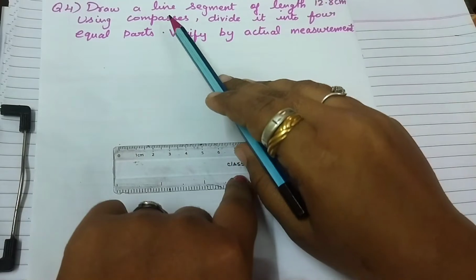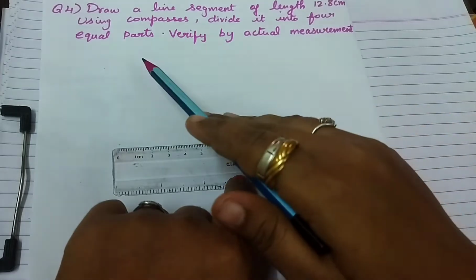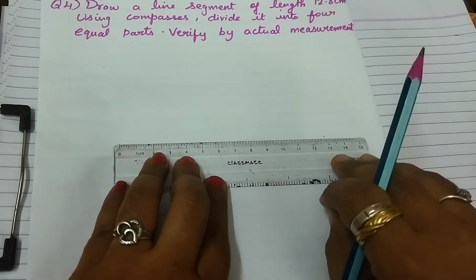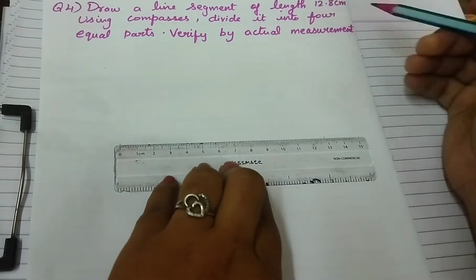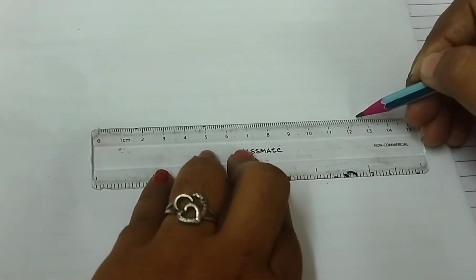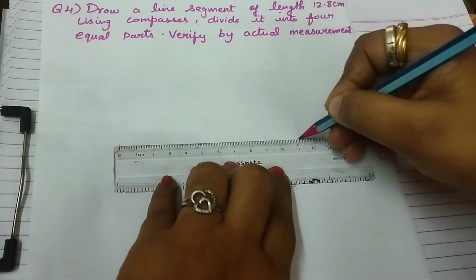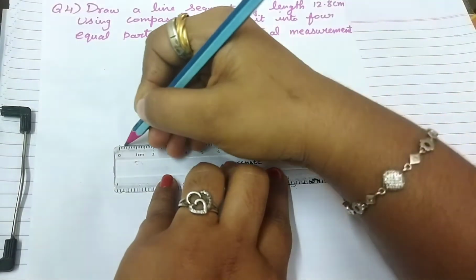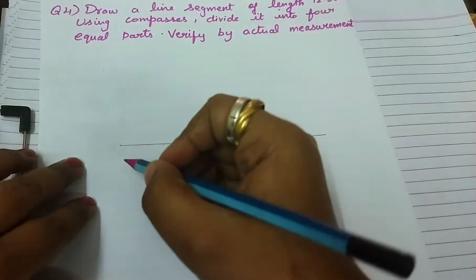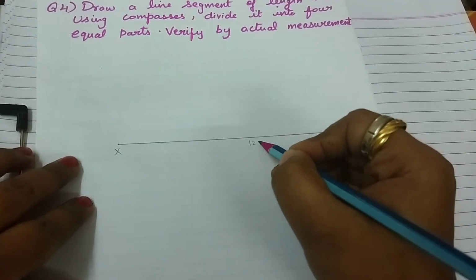Question number 4. Draw a line segment of length 12.8 centimeters using compasses. Divide it into 4 equal parts. Verify by actual measurement. So first, take your ruler and draw a line segment of length 12.8 centimeters. 12.1, 2, 3, 4, 5, 6, 7, 8. Keep a point here. Start drawing the line segment from 12.8 and stop at 0. You can name it anything since they didn't mention anything. So you can name this as XY. So the XY line segment is 12.8 centimeters.